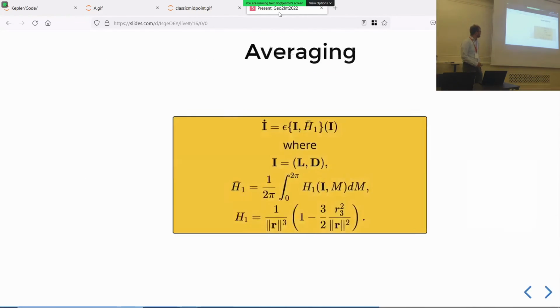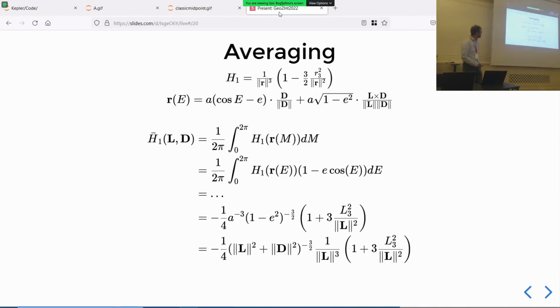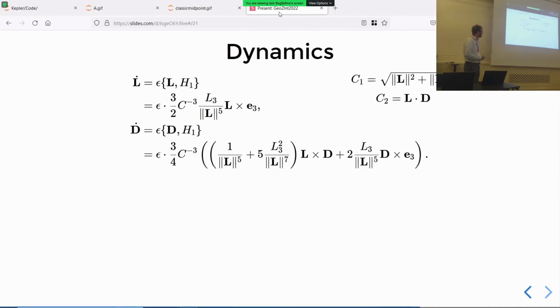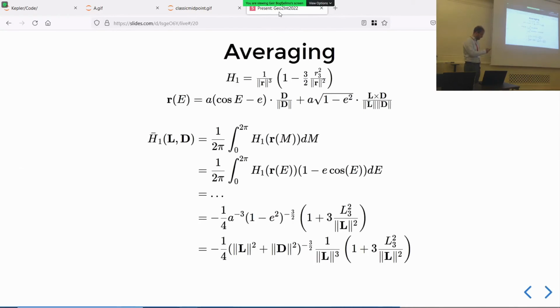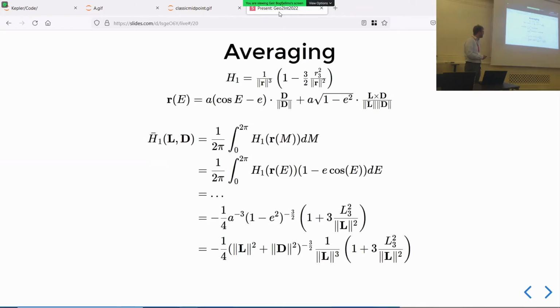Okay, let's see. So yeah, you get some nasty integrals trying to solve this. But at the end of the day, let's see, did I write it down here? Yeah, so written in this L and D, the spin and the normalized Laplace-Runge-Lenz vector.